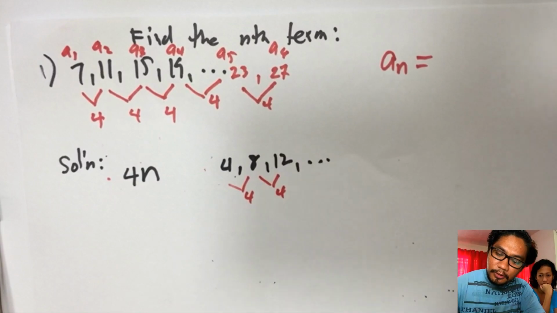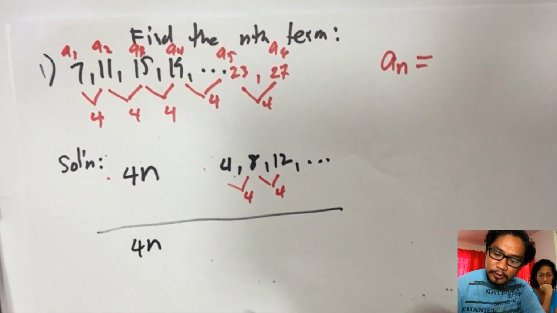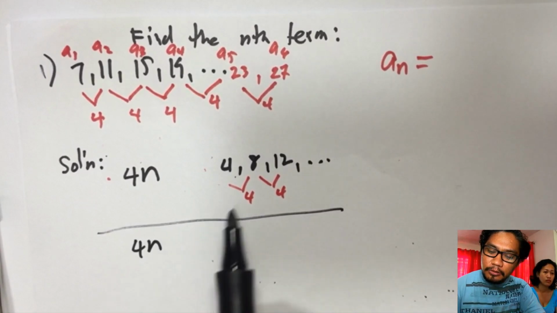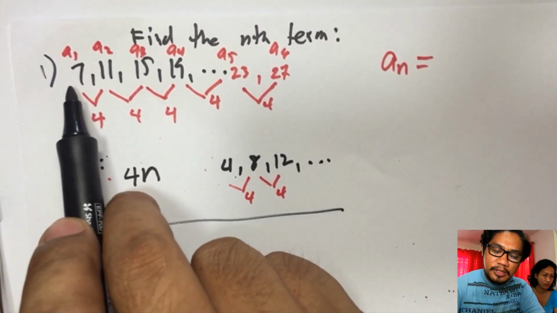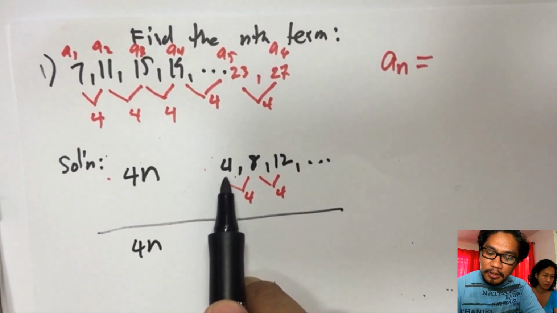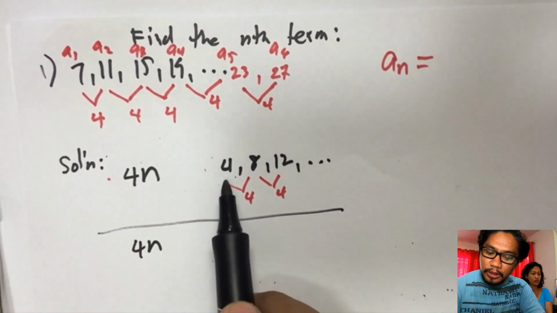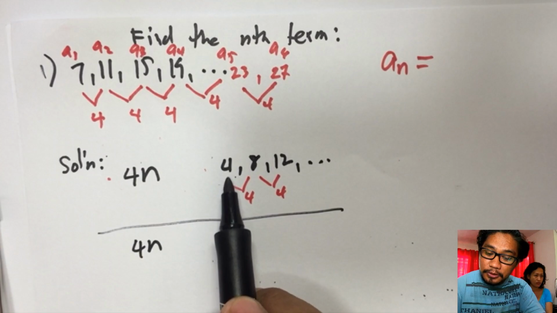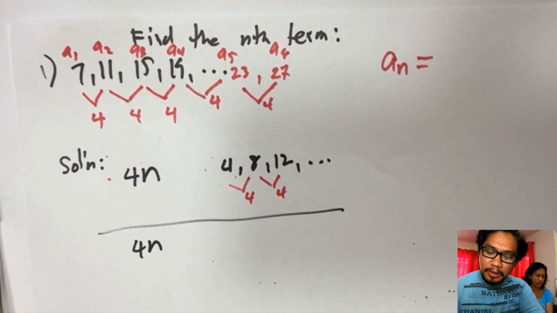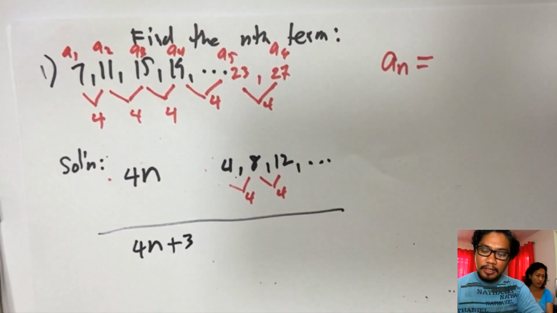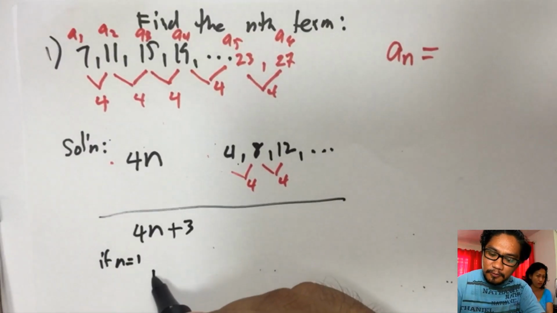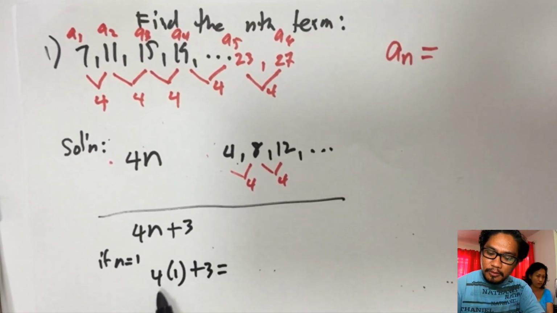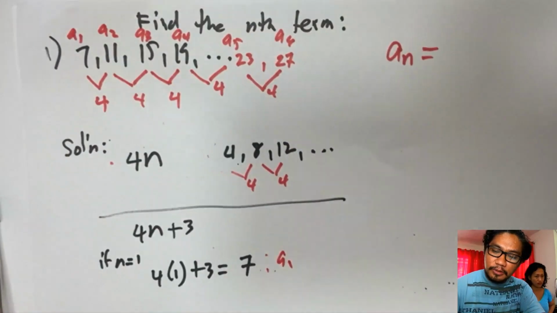So what we can do further is improve it to get the actual sequence. We need to do something with the expression 4n so that the generated terms will be the actual 7, 11, 15, 19. By looking at 4 and 7, we need to add something to the 4 so that it will become 7. What's the number? Yes, that's 3. So if n is equal to 1, our solution will be 4 times 1 plus 3. 4 times 1 is 4, plus 3 is 7. So you get the correct answer for a sub 1, which is 7.